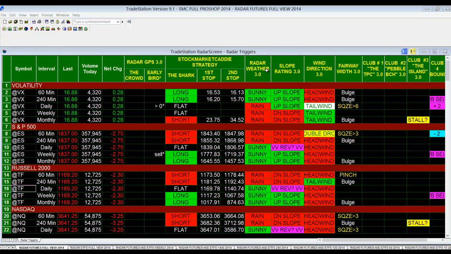We also have what we call the radar or the weather. If you are long, you want to see it sunny. If you are short, you want to see it raining. And we also build in when it's changing, when it's going from a sunny situation to a rainy situation on the time period so that you can take prudent advice. We also have the slope. You want to be in an upslope if you're long. The wind direction, a little bit more fickle, but it tells us.